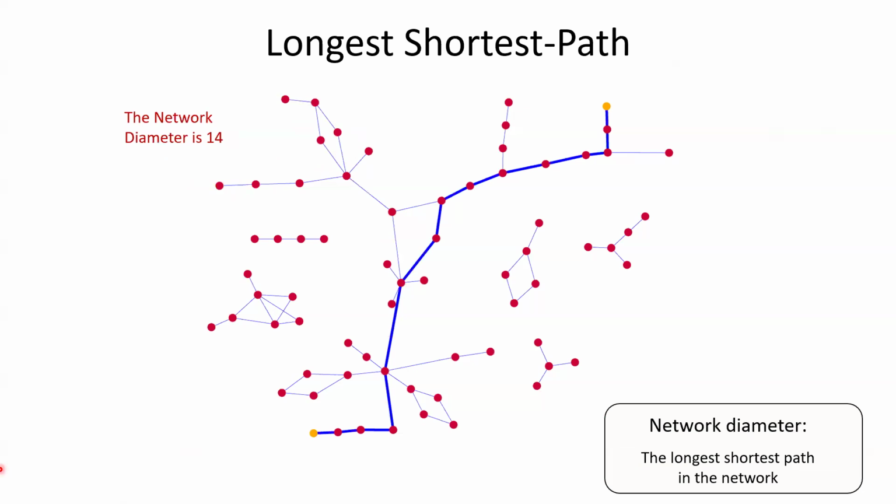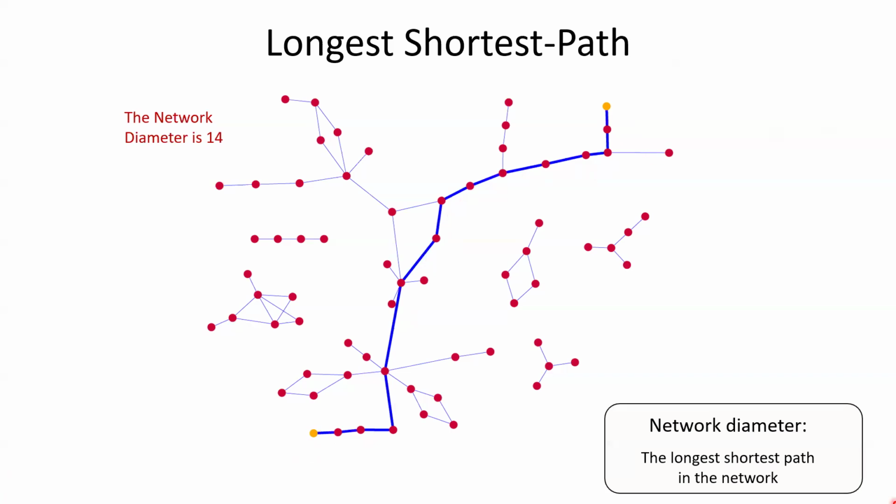The network diameter is the longest shortest path in the network. It tells you something about the size of the network and a sense of how many steps you need to take in order to get between any pair of nodes in the network. In this particular network, the diameter is 14. The longest shortest path in this network goes from 1, 2, 3, 4, 5, 6, 7, 8, 9, 10, 11, 12, 13, 14.